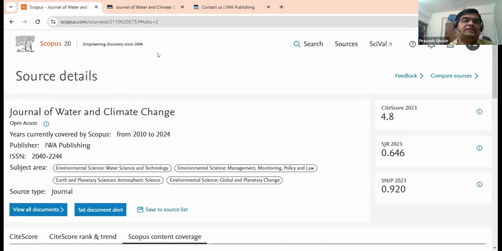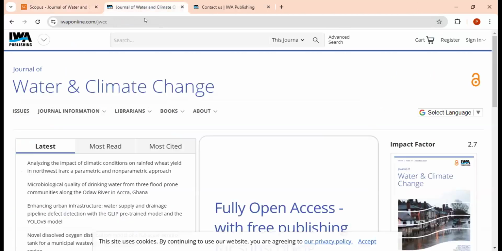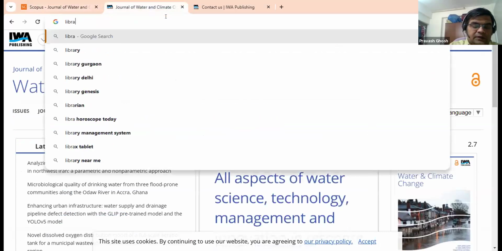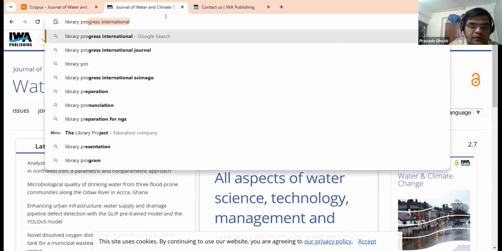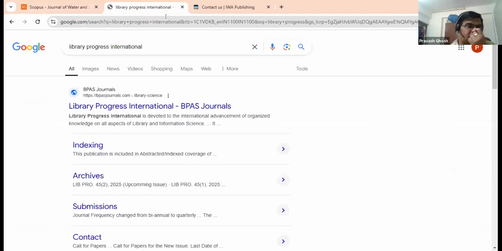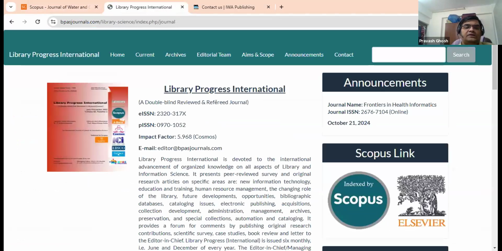Yes, madam. Next. Check it out, sir. Library, let us have a look at the Library journal once. Library Scopus Progress International. International Journal. These paper brokers are there, no? This BPS journals not good. Is this Scopus? Acha, indexed by Scopus. Okay, let us see then.